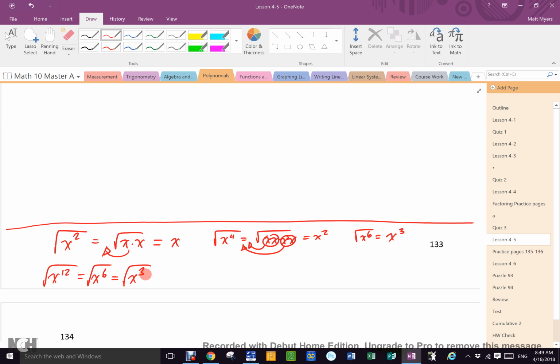What is the difference between 2, 4, 6, and 12 that allows me to get a square root, but it doesn't allow me to get a square root here? They're even. Any even exponent has a square root. How do you find it?